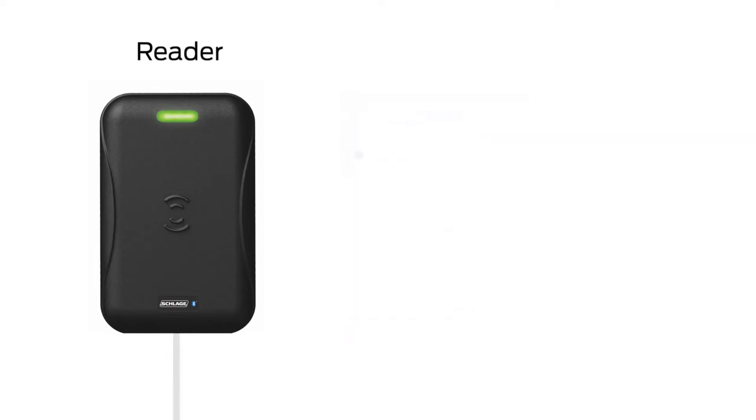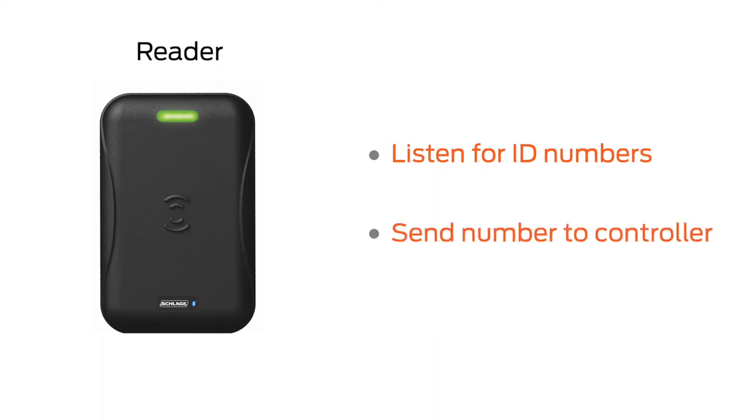So the jobs for the reader are pretty simple. Listen for ID numbers when people approach, and then send the ID number to the controller. In a typical system, that's all the reader does.